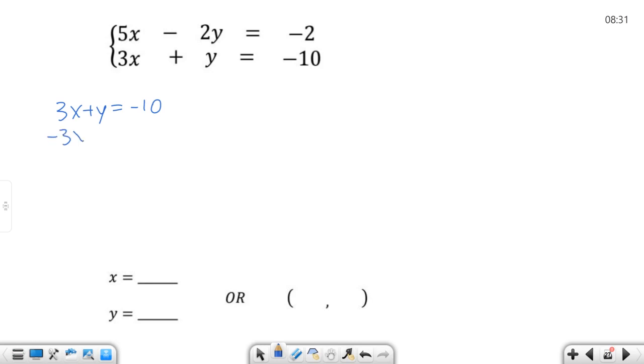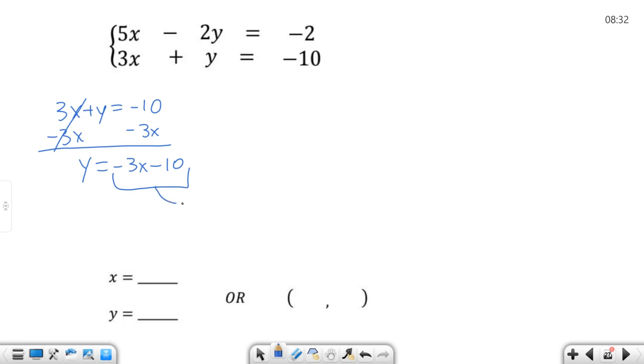So I'm going to subtract 3x from both sides. That cancels. Y equals, and it doesn't matter what order, but I'm going to put it in descending order. But you can put negative 10 minus 3x. You just can't combine those two because they're not like terms. So whether you put negative 10 minus 3x or negative 3x minus 10, that's the same thing, but they're both negative. That's important. So now I know what y is.